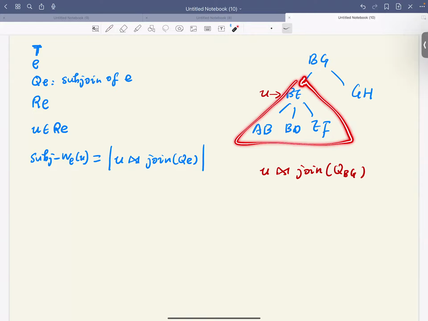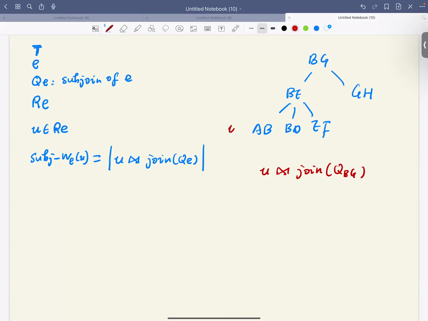No. Okay. Why? Because this is fully reduced. All right. So this is fully reduced. This U definitely contributes something to the final join, and therefore definitely to every single subjoin, right? Okay. Now the next question could be a little weird, but it's legal.